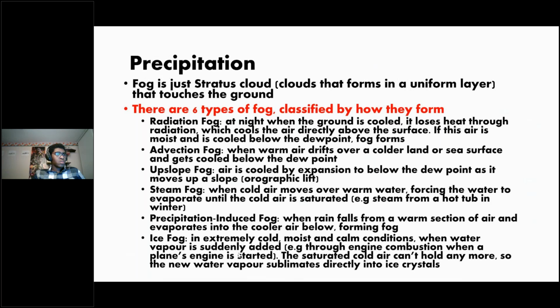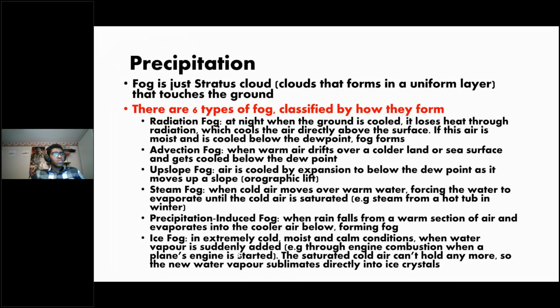Second last one, precipitation-induced fog. So that's when rain falls from a warm section of air, and basically what happens, it just evaporates before it hits the ground directly back into the atmosphere, and that's what that is.